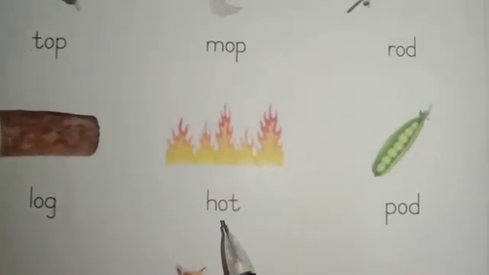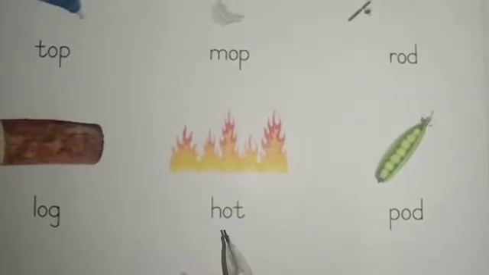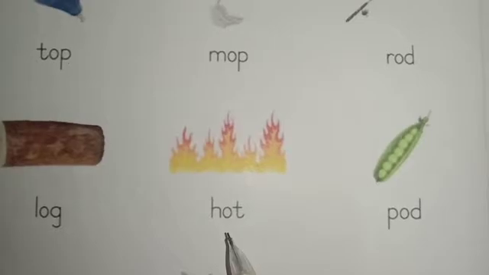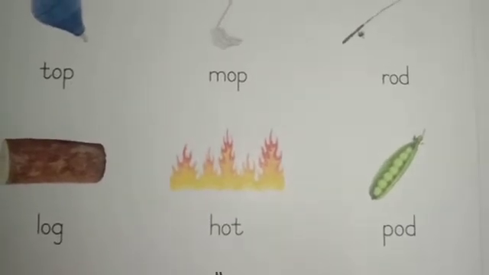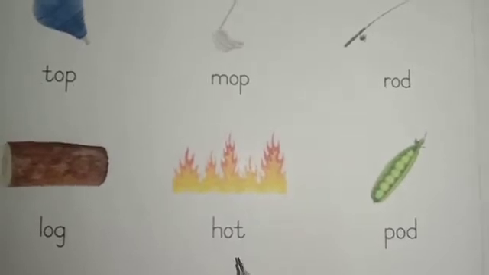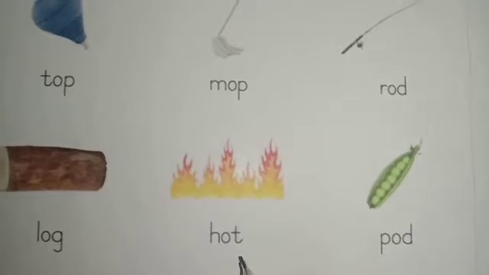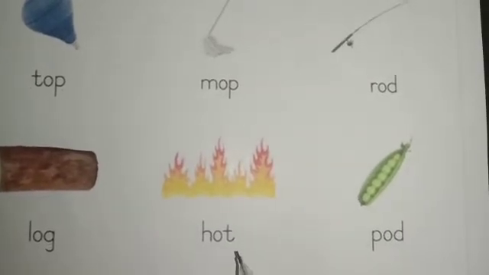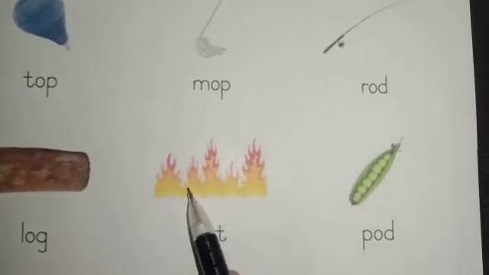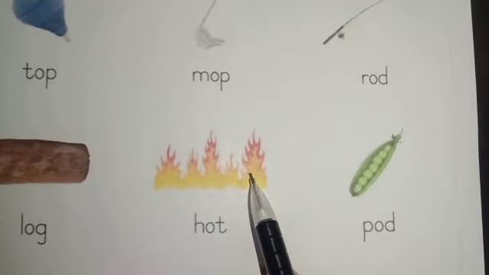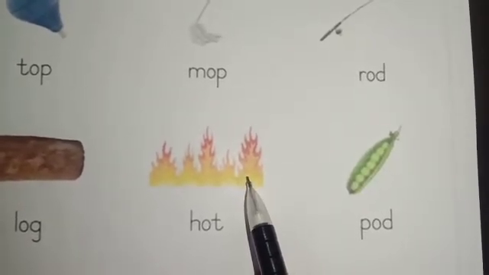H-O-T, hot. Kids, hot means गरम. बच्चों, अभी क्या चल रहा है? ठंडी चल रही है ना, राइट? तो कैसा खाना खाना चाहिए हमें? यस, गरम खाना खाना चाहिए, जैसे कि हॉट मिल्क, हॉट कॉफ़ी, राइट? तो ये क्या है? ये आग है और आग कैसी होती है? हॉट. तो हमको आग के पास कभी नहीं जाना चाहिए.